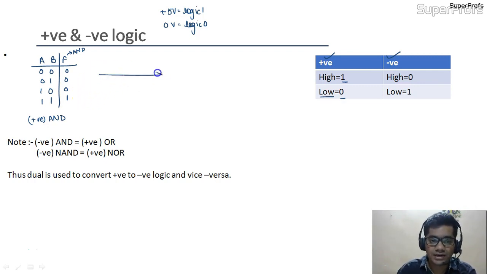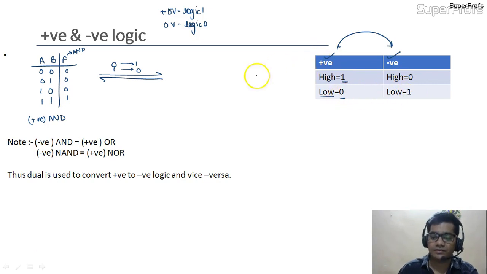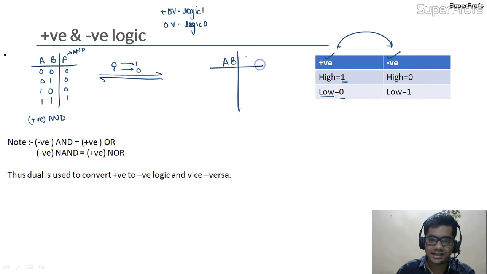If we want to convert our positive AND, or the positive logic, into negative logic, we just interchange the logics. That is, in place of 0 we write 1 and in place of 1 we write 0, because to convert a positive logic into a negative logic, we just replace 1 with 0 and 0 with 1. So the A and B inputs are like this, and this is our function. The output would be 1 1 1 0.